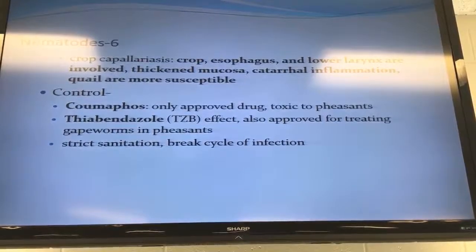Okay, and these are particularly common in quail. Quail is where you find capillaria in the upper GI for the most part, in the crop and the esophagus, and a very thickened wall of the esophagus and crop through the capillaria.